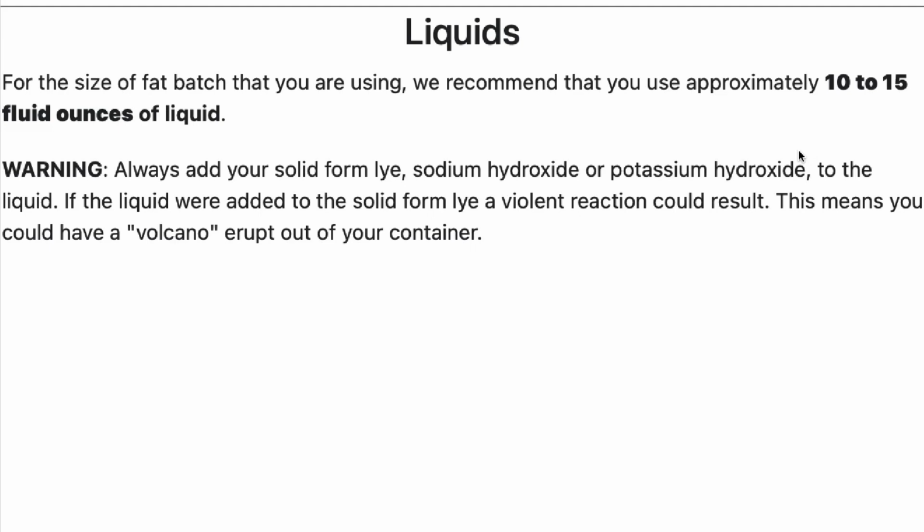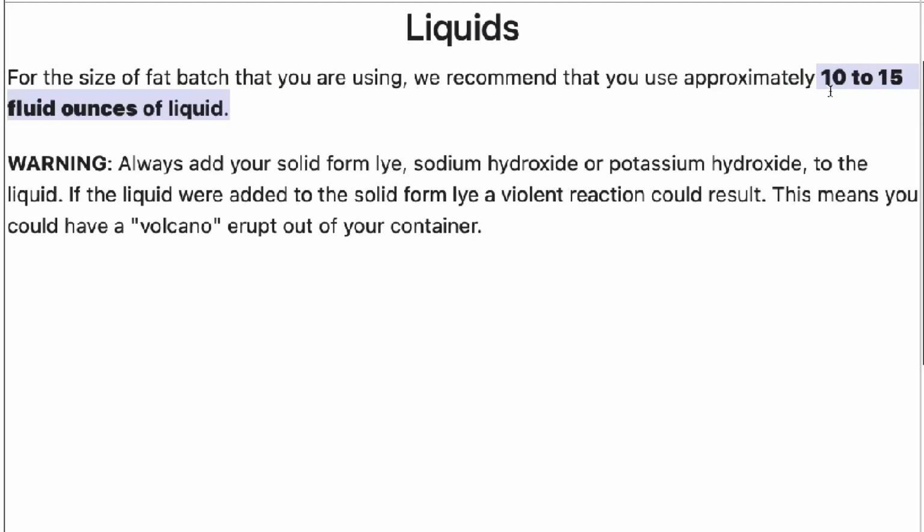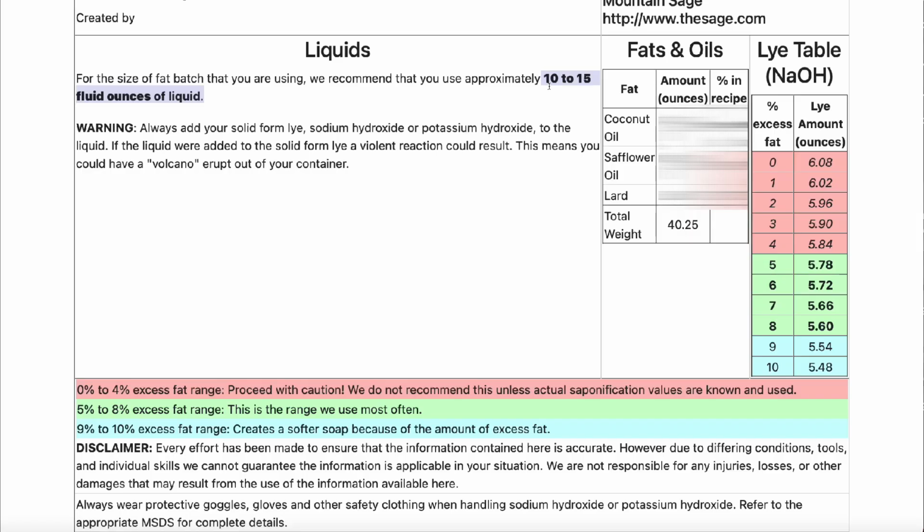The first thing I want you to know is up here it tells you how much liquid you need, either goat milk or cow milk or wine or whatever it is you're using. That's the amount of liquid you're going to use, somewhere between 10 and 15 ounces. If you use less liquid, it's going to come to trace faster. If you use more liquid, it's going to be a little bit runnier at first.